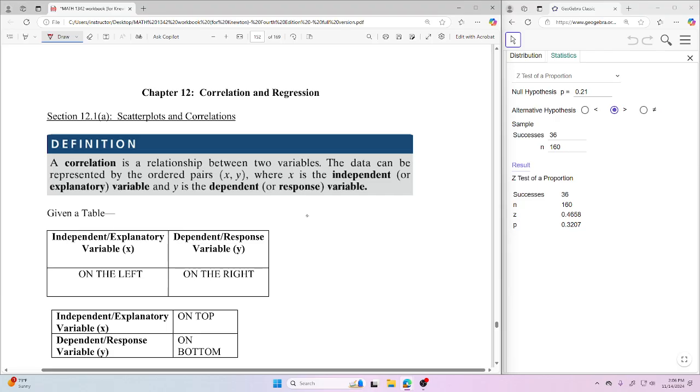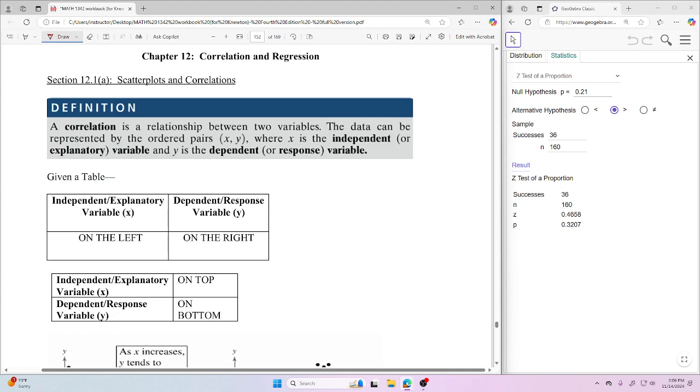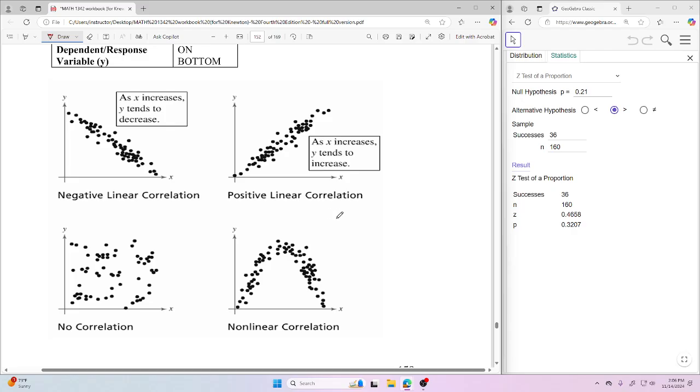So brand new stuff. Correlations, scatter plots, and stuff like that. This is all great, but I really want to just show you the pictures, okay? What we're going to talk about is correlation. Now, one thing, before we get started on the whole chapter: correlation is not causality.